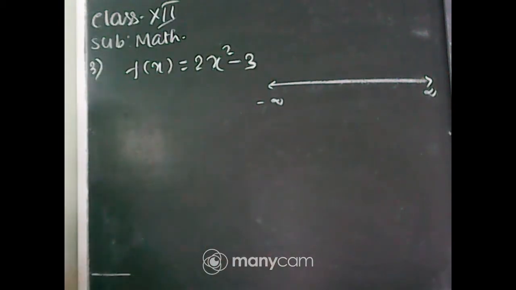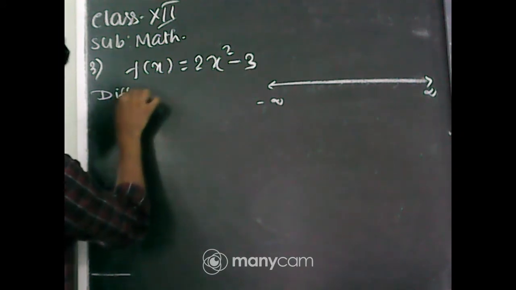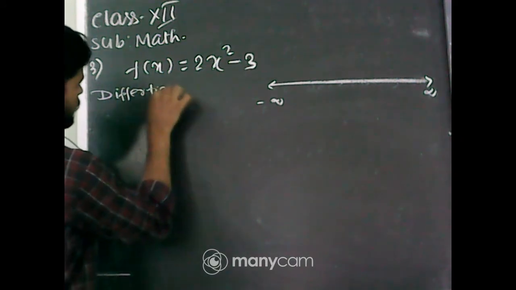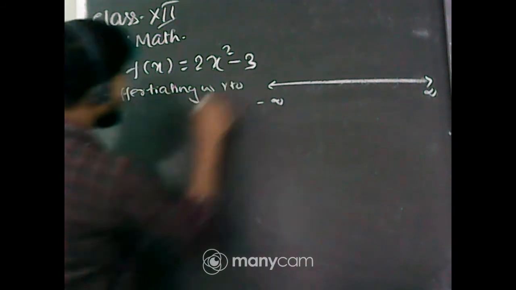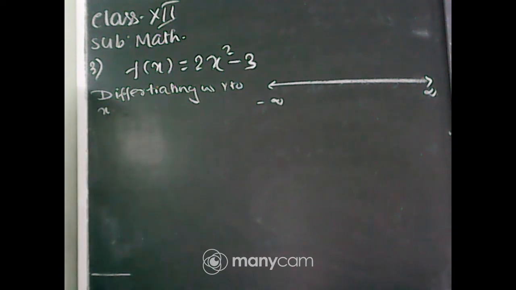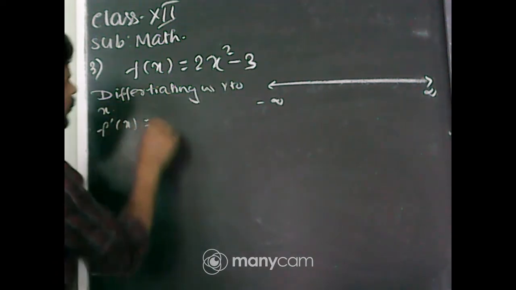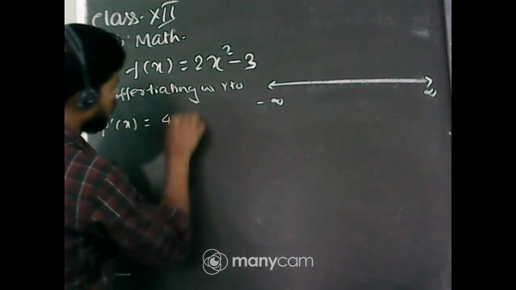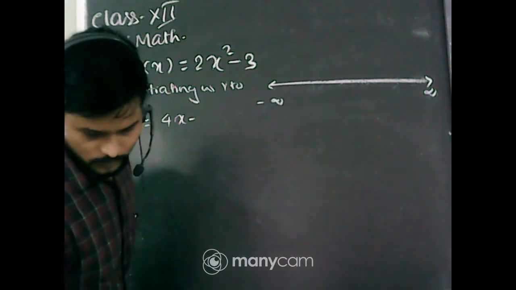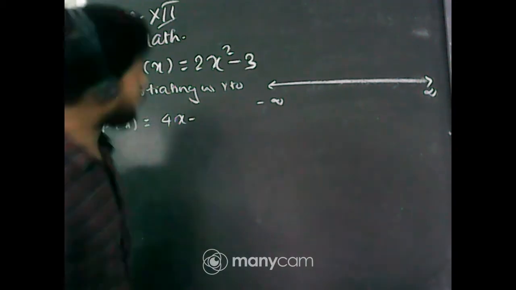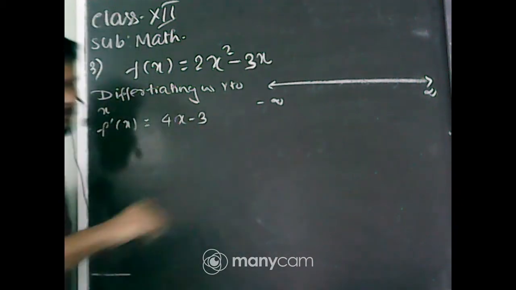Okay, now do one thing, differentiate it. So differentiating with respect to x, what do you have? That f dot x is equal to 4x minus 0, 2x square minus 3x, so 4x minus 3.